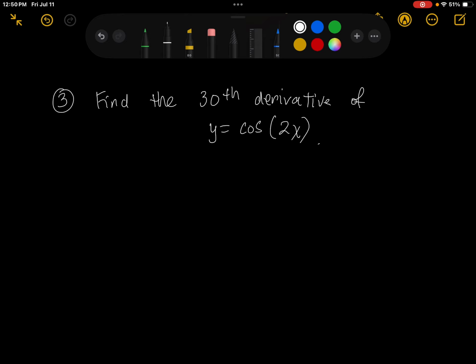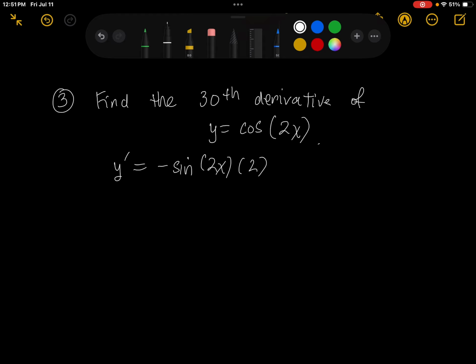So the derivative of cosine 2x is what? I'm going to use the chain rule. So I see a 2x. That's a function of x, and then that's being plugged into the cosine function. So I have an outside function which is cosine of x, and the inside function is 2 times x. So what do I get when I use the chain rule? I get negative sine of 2x times 2.